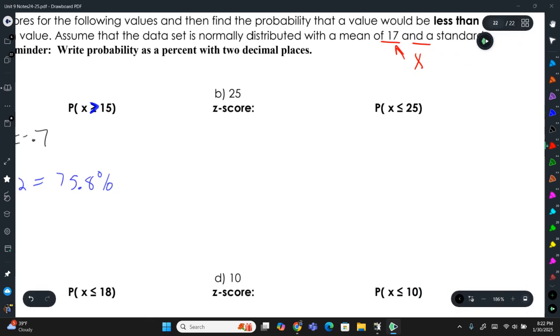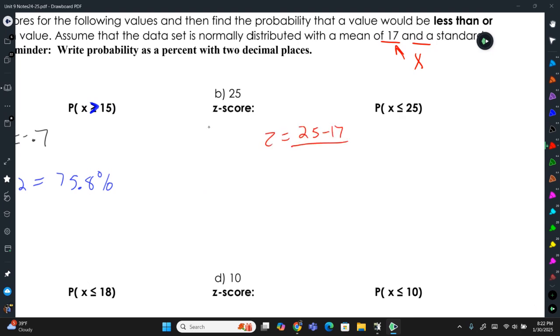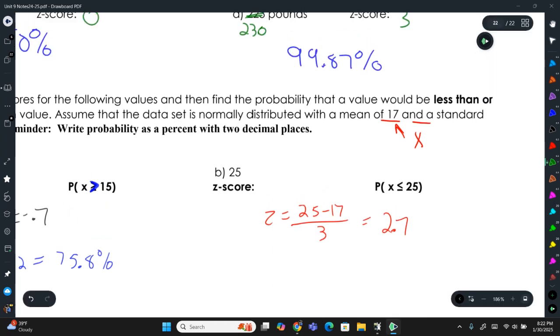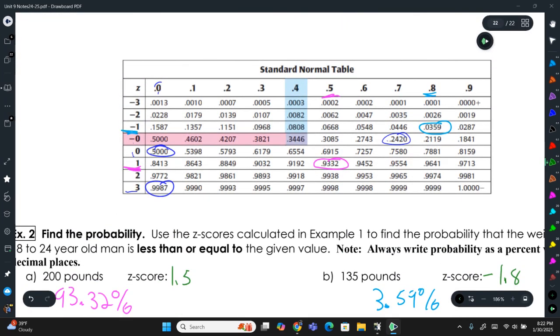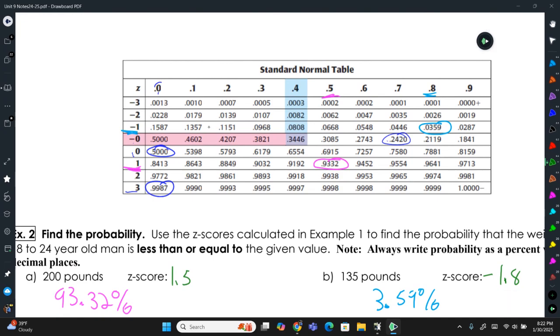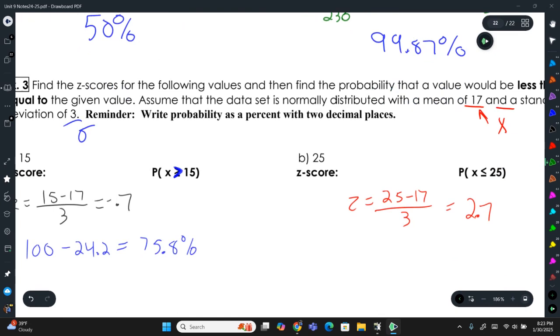Right, then this one is less than or equal to 25, so the z-score is 25 minus 17 over 3. And if I type that into the calculator off screen, that will give me 2.666 repeated, or 2.7. So now I'm going to go up here and find 2.7, so 2.7, 99.65%.